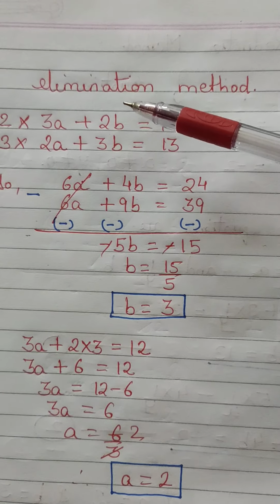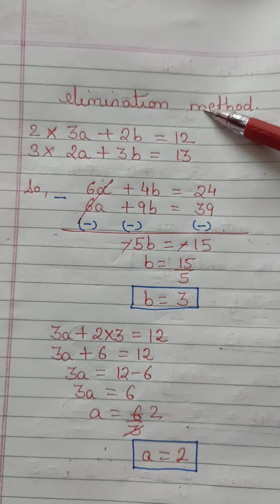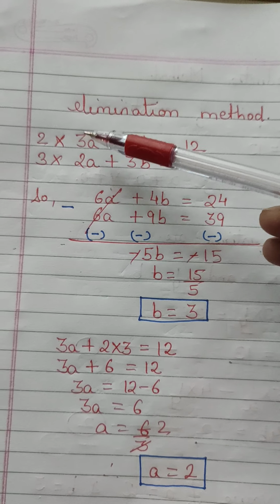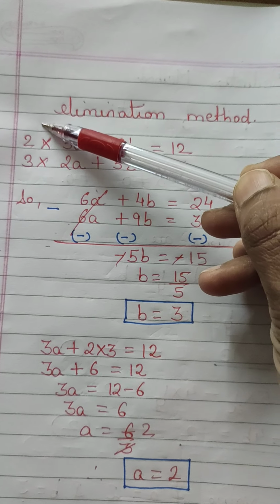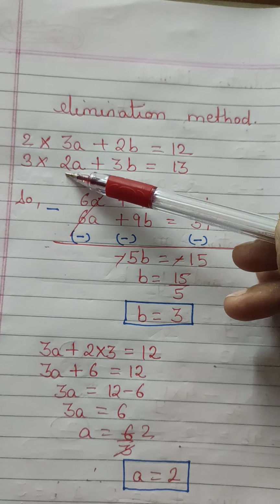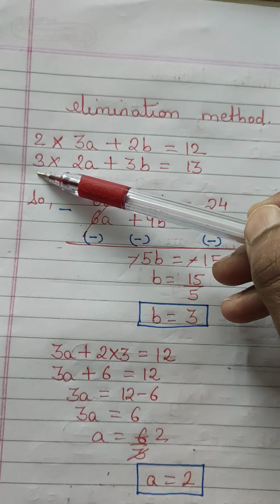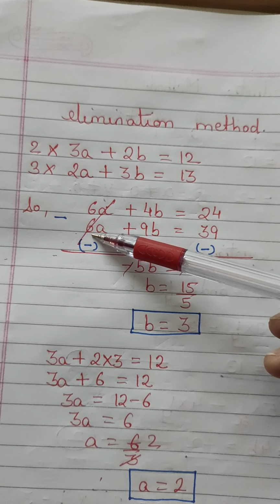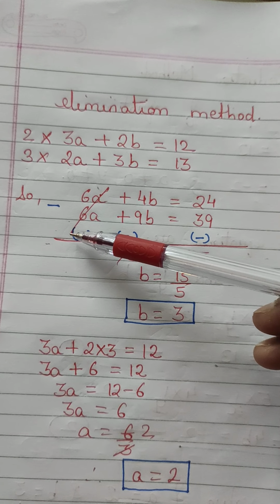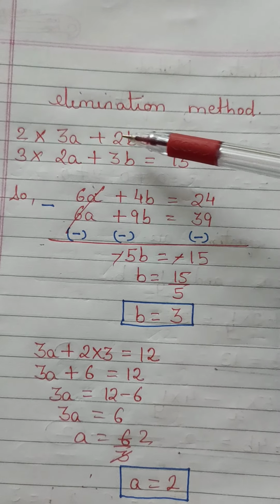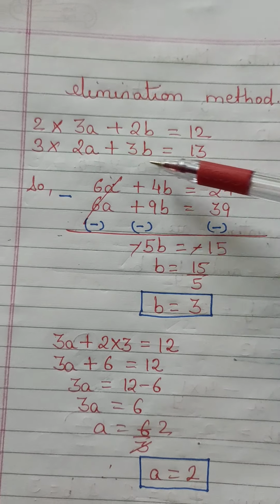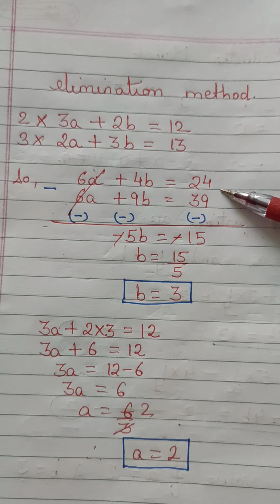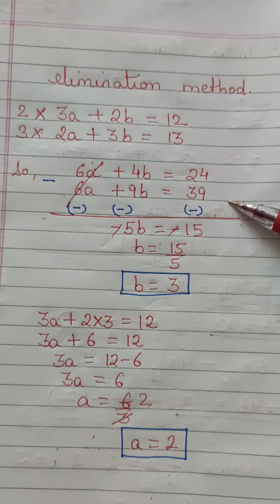So, I will solve this equation by elimination method. Why? I have 3a, 2a over here. So, what I will do is, I will multiply the first equation by 2 and I will multiply the second equation by 3. By doing so, I will get the coefficient of a same. That is, it will become 6. So that it can be eliminated. Is it okay? So, the entire first equation is multiplied by 2 and the entire second equation is multiplied by 3. So, it becomes 6a plus 4b is equal to 24 and 6a plus 9b is equal to 39.